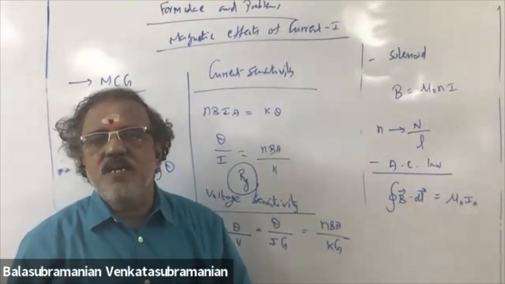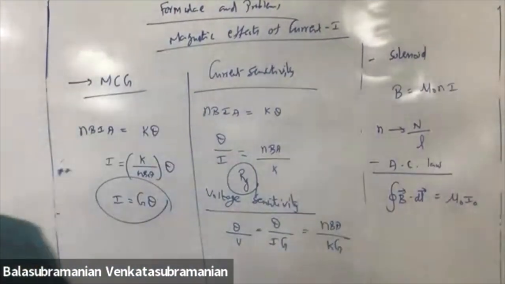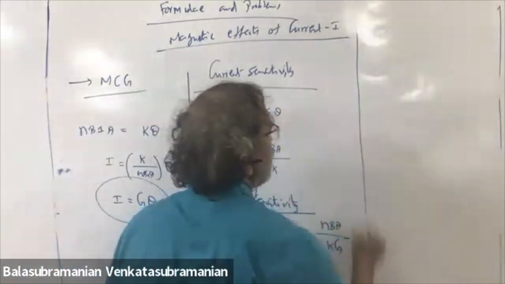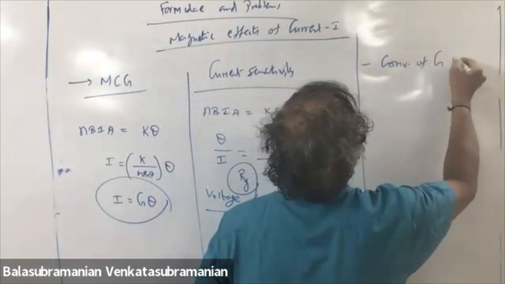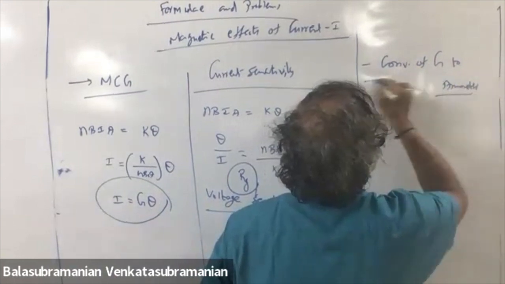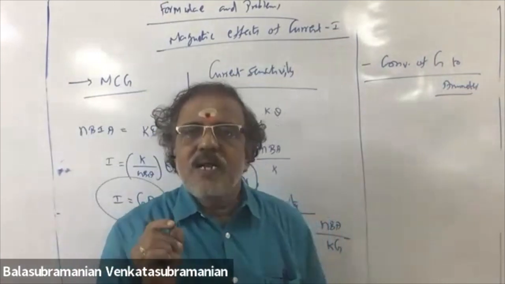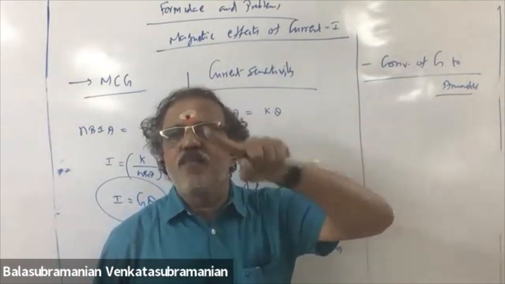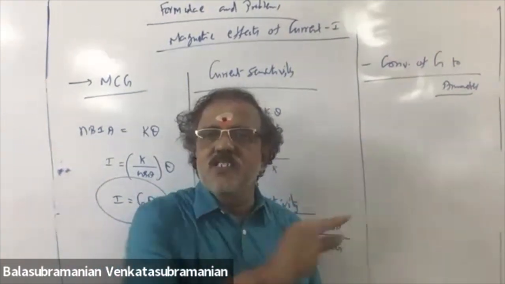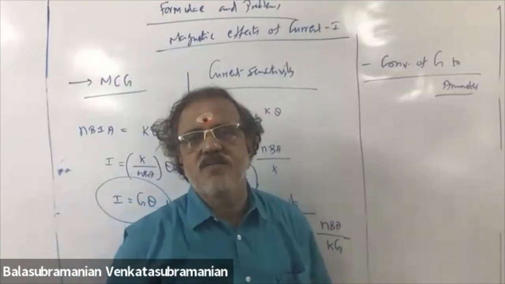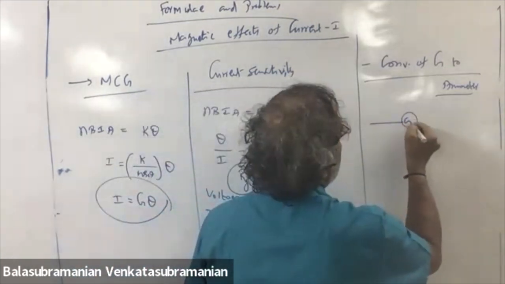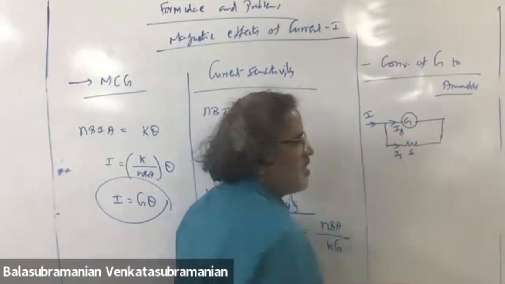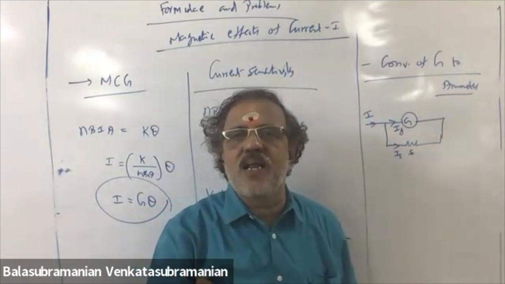Conversion of galvanometer to ammeter, galvanometer to voltmeter. Next topic. Conversion of galvanometer to ammeter: connect a low resistance in parallel with the galvanometer. That galvanometer and low resistance together we call an ammeter. Connect a high resistance in series with the galvanometer. That combination we call a voltmeter. Galvanometer with low resistance in parallel, that only we call shunt resistance. Shunt resistance means connecting a low resistance in parallel.